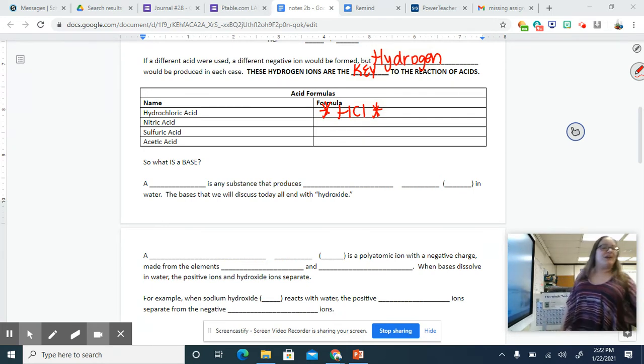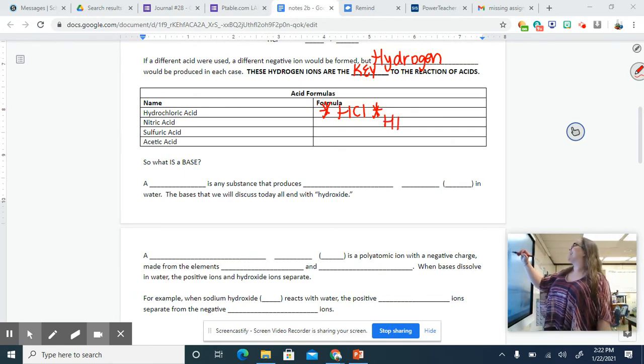Nitric acid, that one I need. That one I memorized. HNO3. I should know it, because I know that NO3 is nitrate. Anyway, hydrogen and then a nitrate ion. So we have our positive hydrogen ion and our negative nitrate ion.